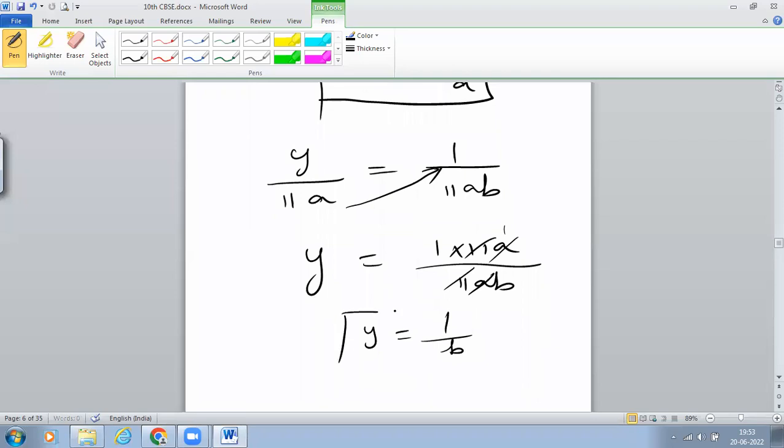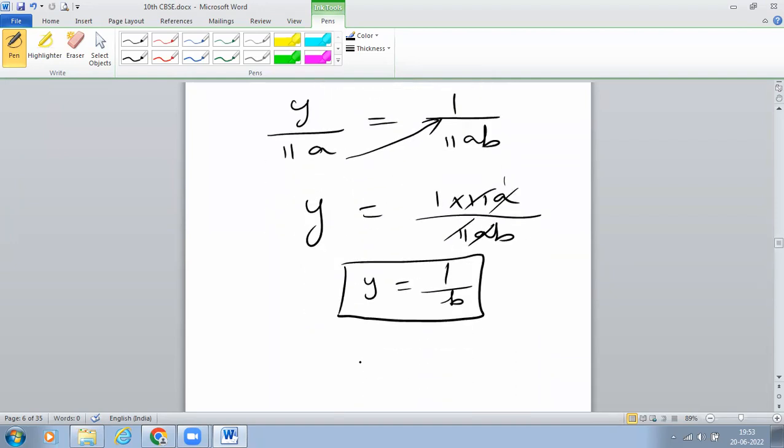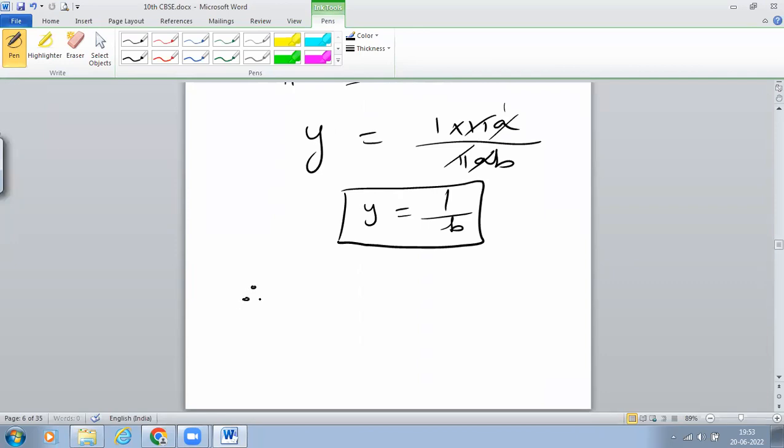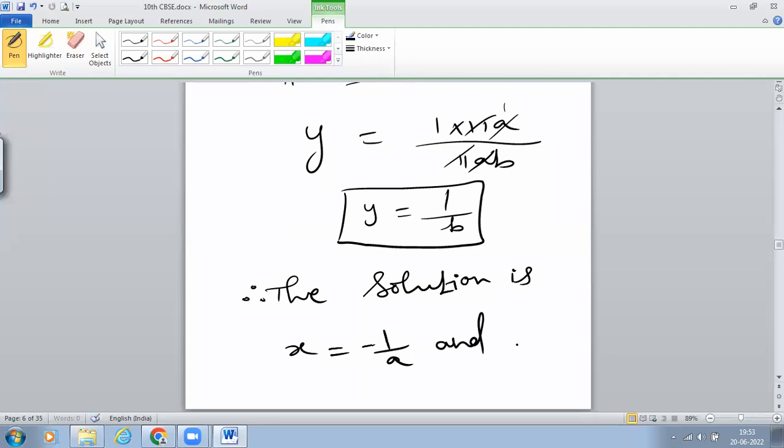So therefore, the solution of the given pair of equations is, what is the solution now? Sorry, x is equal to minus 1 by a and y is equal to 1 by b. This is the solution. Please write fast.